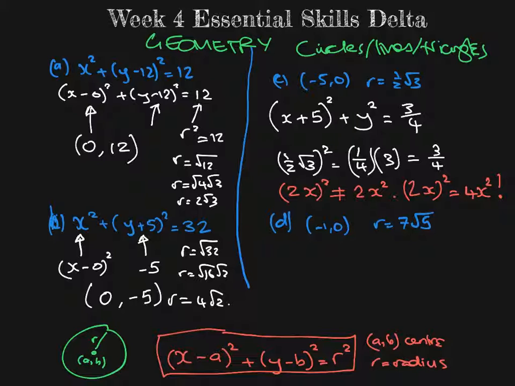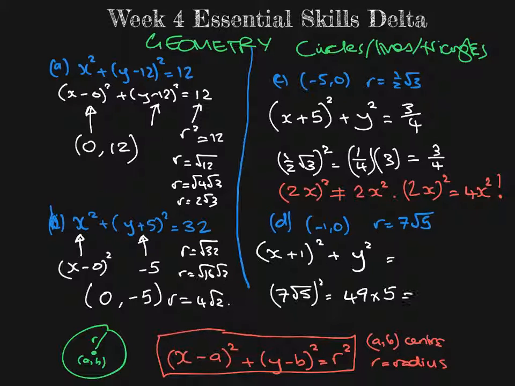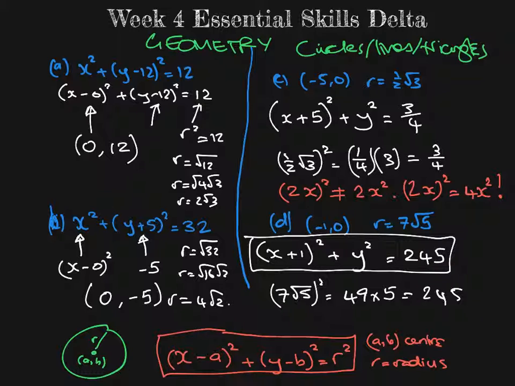And part D. x is going left 1, so I put plus 1 because it does the opposite inside. Again, we're not going up or down, so just y squared equals, now we need the radius squared. 7 root 5 squared is 49 multiplied by 5, which is, hang on, I need a calculator, 49 times 5, 245. So that goes on the right hand side of the equation.